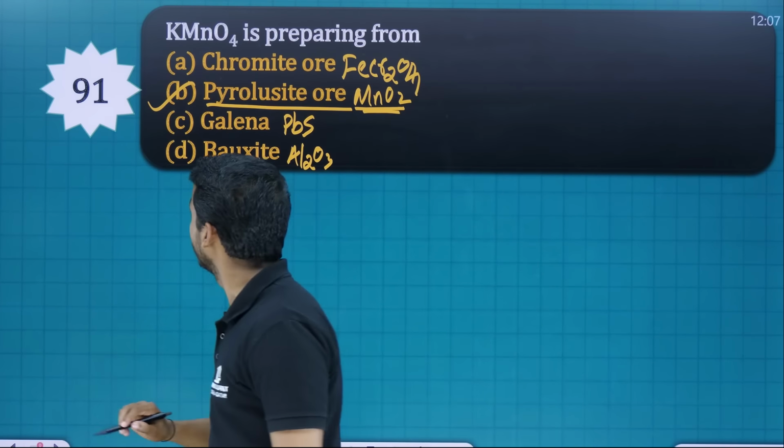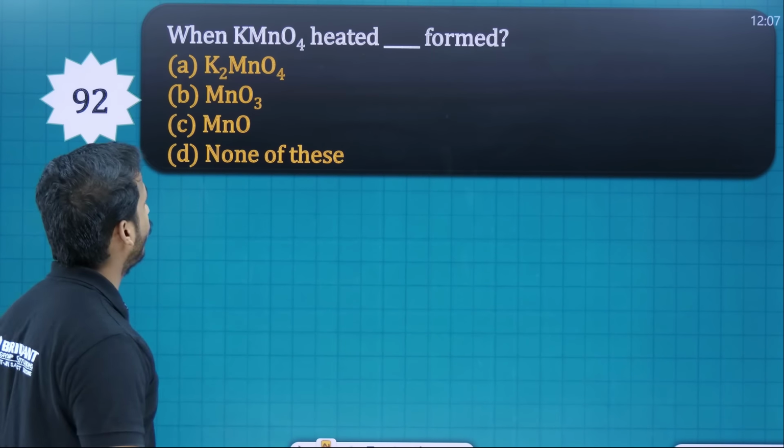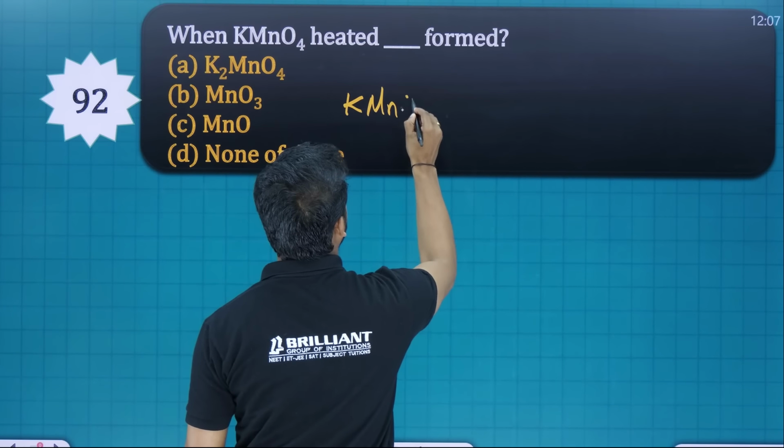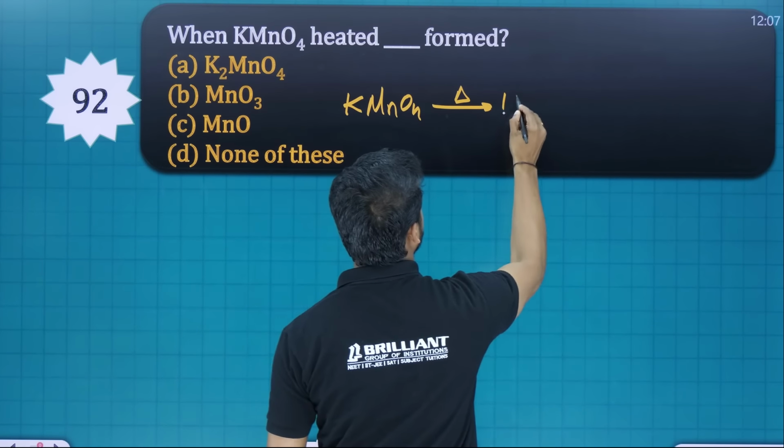So, pyrolusite ore. 92. When KMnO4 is heated, what forms? Here there is an equation. KMnO4, when you heat it, it becomes three things.